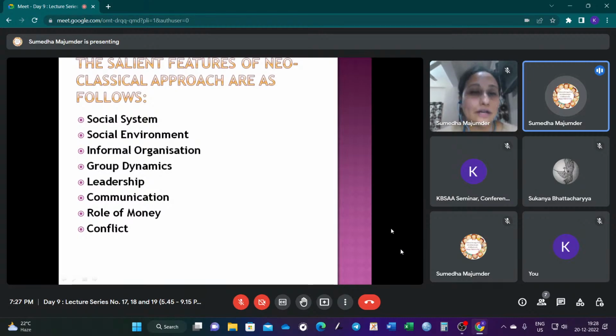Then the informal organization. I have already mentioned informal group, informal organization, informal communication, all these have a major impact on the performance of the employee. So suppose I am part of any informal group, then definitely as a worker, my behavior will be impacted by the dynamics of that particular group. That is also a major highlight or finding of the Hawthorne study.